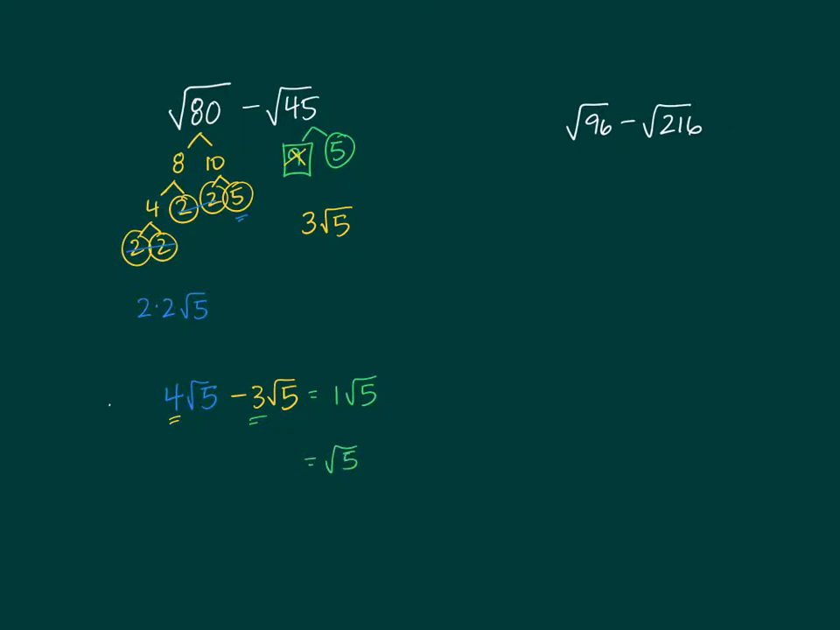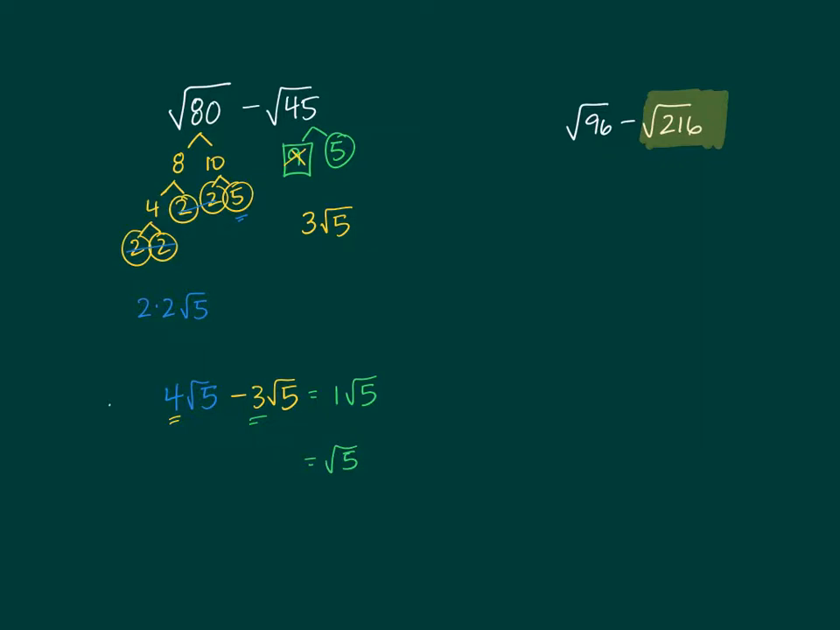To do the last example, we're going to take the square root of 96 minus the square root of 216. And you can see that this is larger. It's a bigger number, so we are going to get a negative, and that's okay. There's not a negative under the square root sign. We're just going to get a number that's in the negative part of the number line.